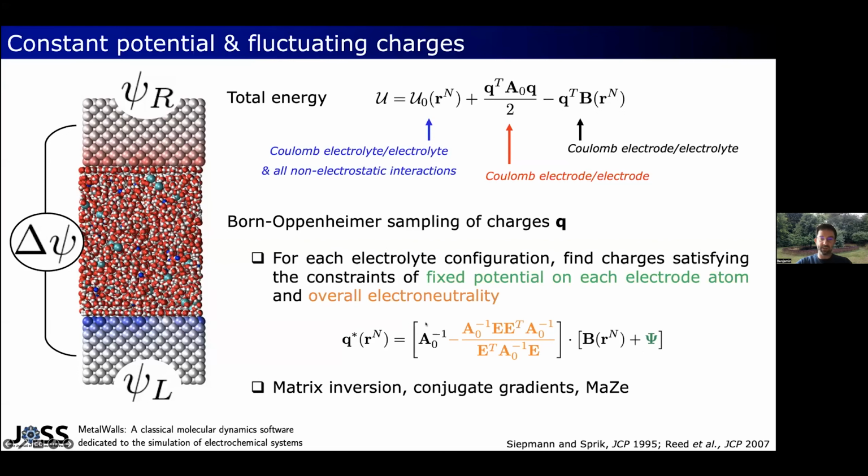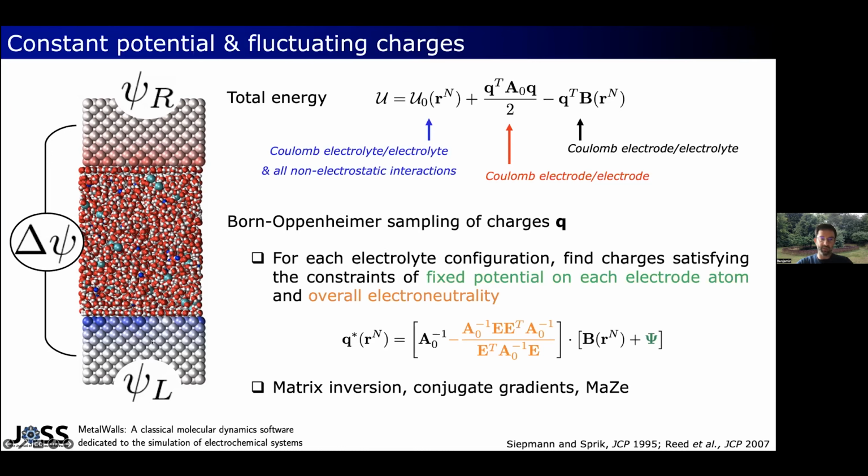So the matrix here contains the inverse of the A0 matrix, which comes from the total energy. And there is another term here which only depends on this matrix. So E is a vector which contains only one in each entry. So you can compute this matrix once and for all, and then just multiply this matrix by the vector which depends on the electrolyte configuration plus the potential, the vector of potentials. So in practice, you can do this inversion once and for all if the system is not too big.